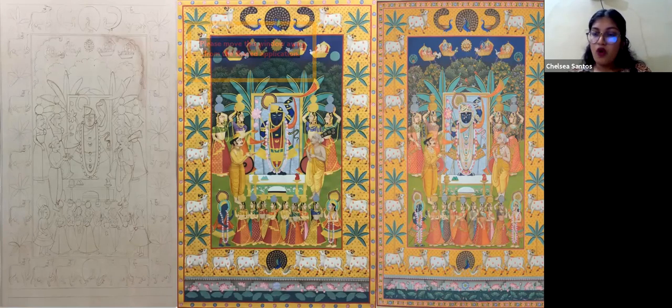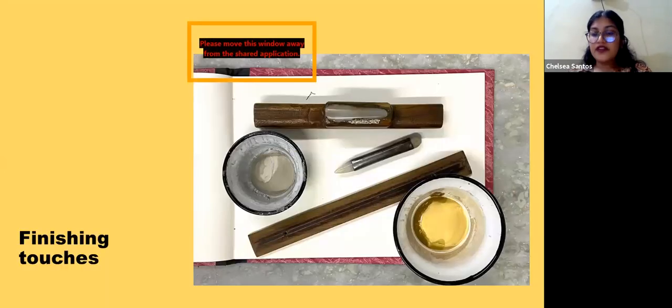Even though there is more ornamentation, there is more detailing that is done, the color has literally toned down quite a bit. It is more enriched, and it is more detailed and refined. Please, the next slide, please. And then you have the finishing touches.